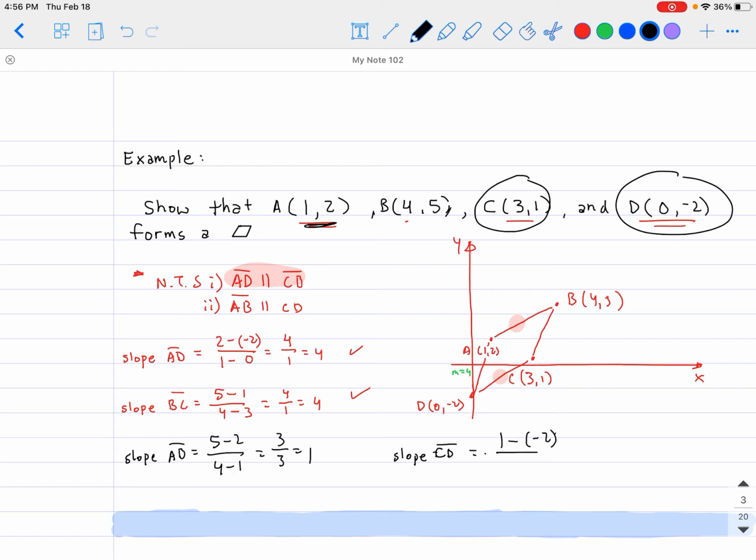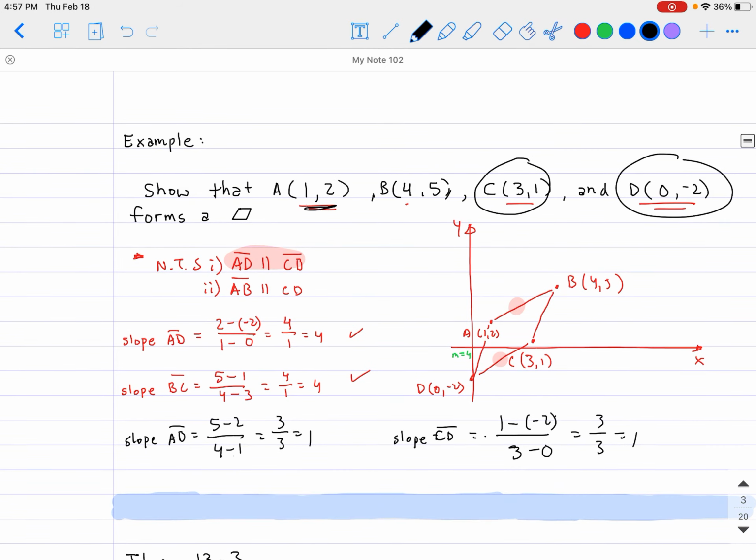1 minus negative 2 divided by 3 minus 0. So that's going to be 3 divided by 3, which is equal to 1. So there you go. Now that we showed that both pairs of opposite sides are parallel because their slopes are the same, then by definition of parallelogram, the quadrilateral is a parallelogram then.